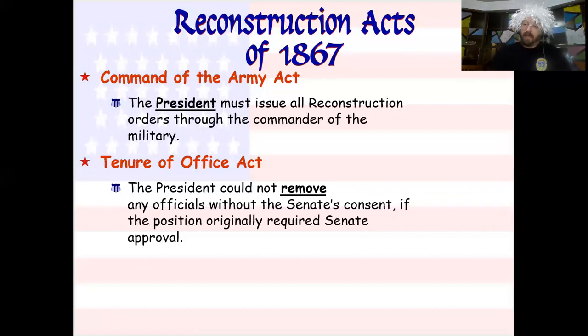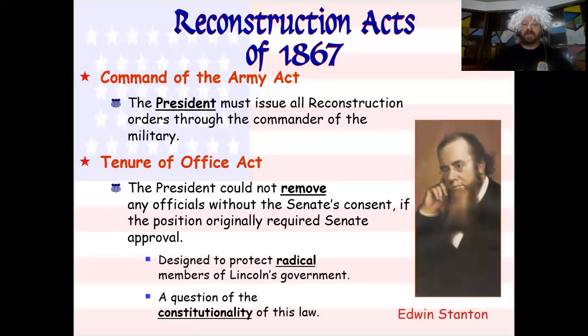But it was the law of the land at the time, okay? And it was designed with a purpose in mind. One was to protect the radical members of Lincoln's government. So this is why it was put in place. Lincoln had set up the government and everything, and Johnson comes along, and Johnson realizes, wait a minute, there are some problems here. I've got to start maybe getting rid of some of these folks who are a little more radical. I need some support and all those kinds of things.